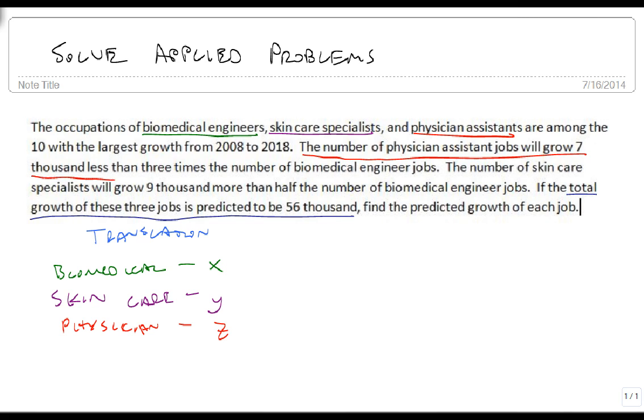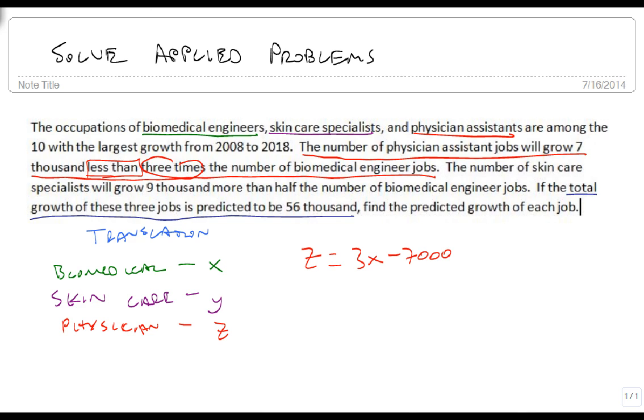So now let's look at the second sentence. Physician assistants will grow 7,000 less than 3 times the biomedical engineers. So Z is equal to 3 times X less than is minus 7,000. Notice I wrote the 7,000 at the end, not the beginning, and we do that because the "than" says backwards order.